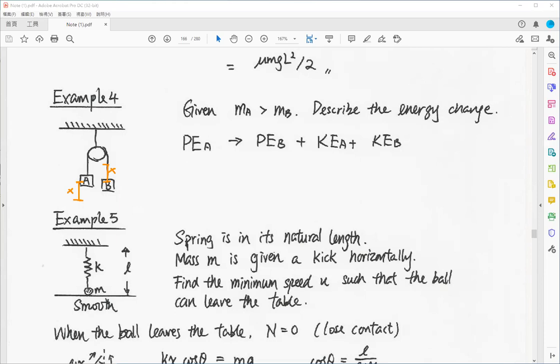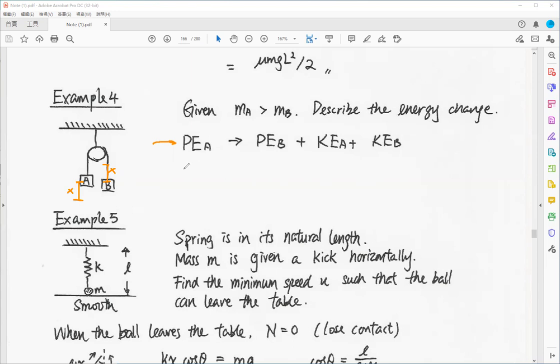By considering the energy, the potential energy of object A decreases because it's going downwards. Object B, PE increases, and both of their kinetic energy increases. So therefore, the energy conversion is like this. The loss in potential energy of A is the gain in potential energy of B, and also the two kinetic energy.